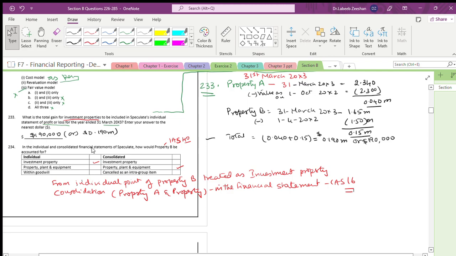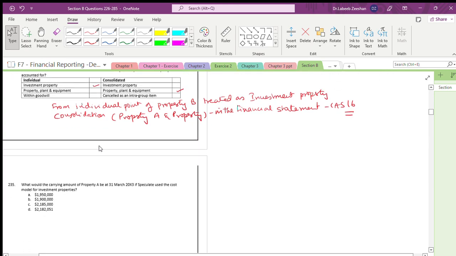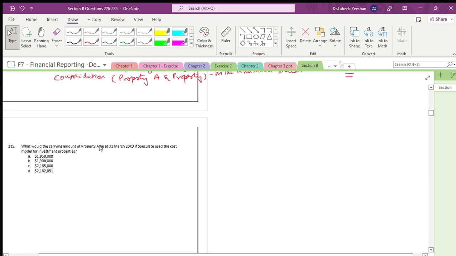That is one of the reasons why we identify it separately. The rule is very specific: individually, it has to be identified as an investment property. Consolidation is nothing but merging the businesses of two different companies within the group. Fine. Next, can I go to the next one?